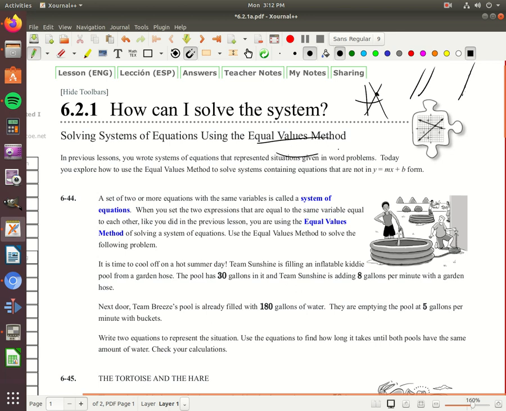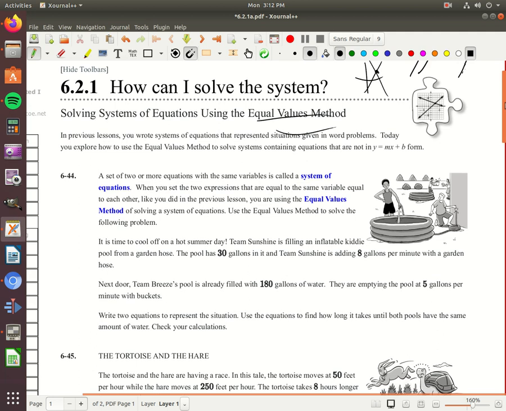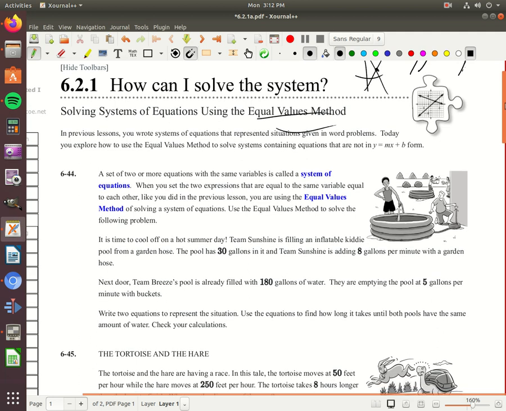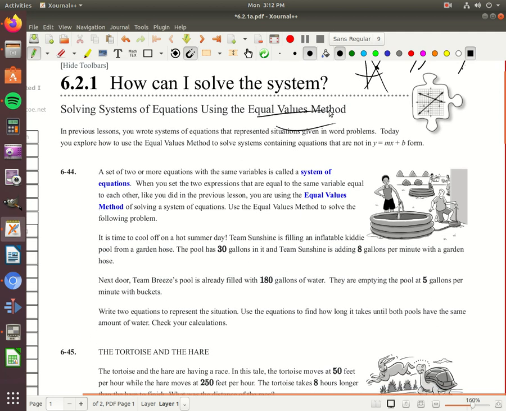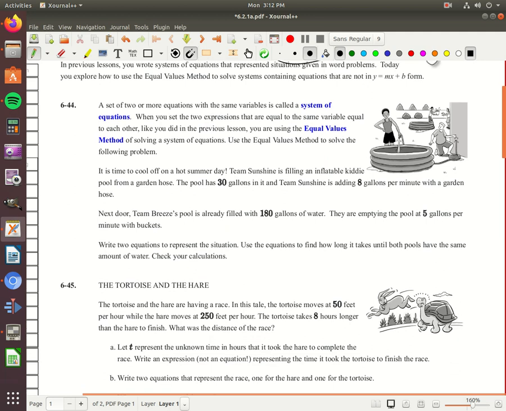And today we're looking at the equal values method. We've actually already been using the equal values method. It's where we say, hey, look, this equals y and this equals y, so they must equal each other. We'll also learn substitution and elimination. I would argue equal values method is substitution, but whatever. Long story short, what we're learning today is stuff we've already dealt with, so hopefully it won't be that bad. We're just giving it a name, really.